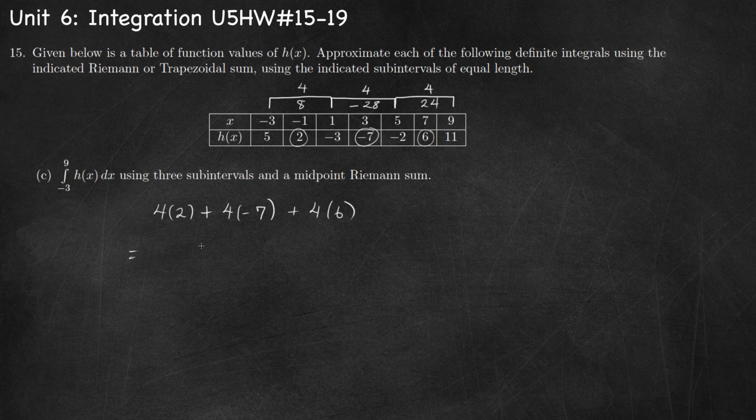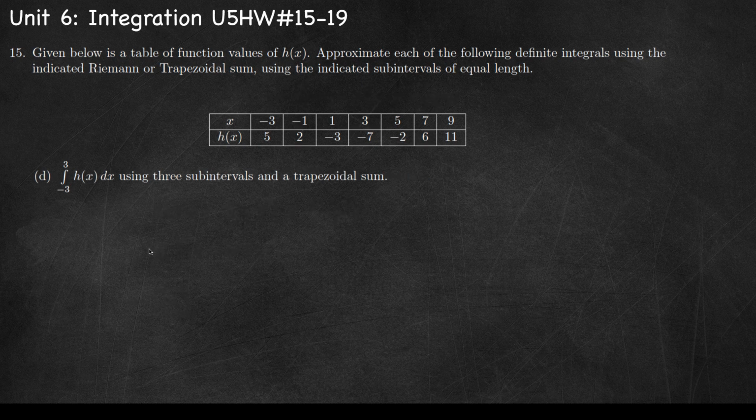And if I'm doing this without a calculator, it's pretty easy to just use our sums that we have up here. I would add the -28 and the 24 and get -4, and then add the 8 and get 4. Or here I can factor out a 4, leaving 2 minus 7 plus 6. So 2 minus 7, -5 plus 6 is 1, times 4 is 4.